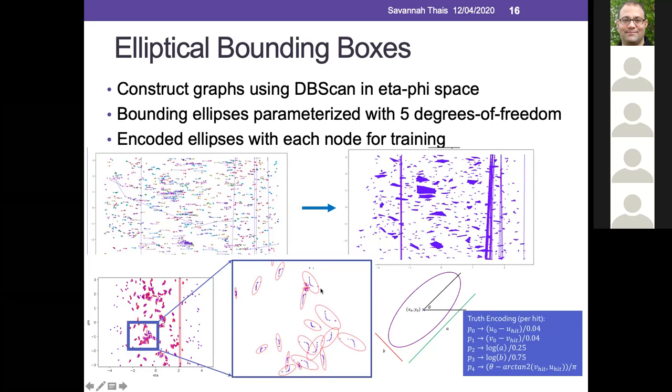And this is an example of the truth bounding boxes that we're trying to learn. So this is in eta-phi space again. Each of the individual tracks is bounded by an ellipse that we encode using 5 degrees of freedom. So you have the center of the ellipse, then the semi-major and semi-minor lengths, and then the angle of rotation from the horizontal axis. And this uniquely defines an ellipse, and you can then encode that ellipse information with the individual vertices in the track cluster by using the location of the individual hit. So this is the way we actually encode the ellipses for the localization branch to learn.